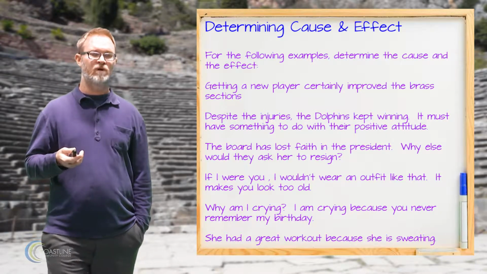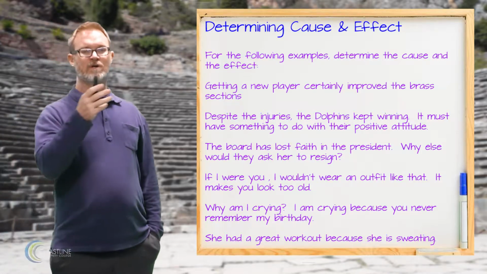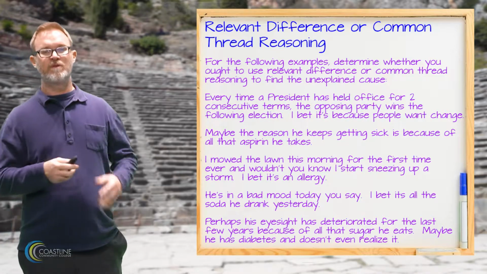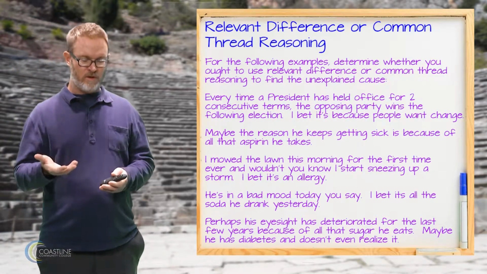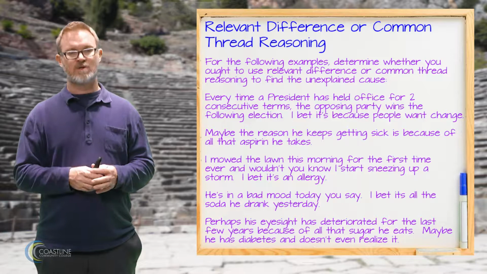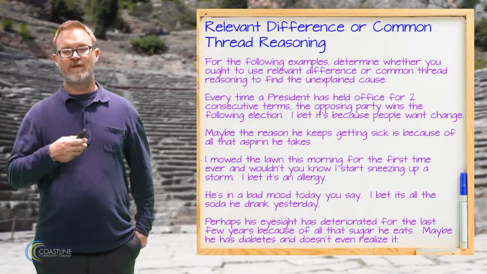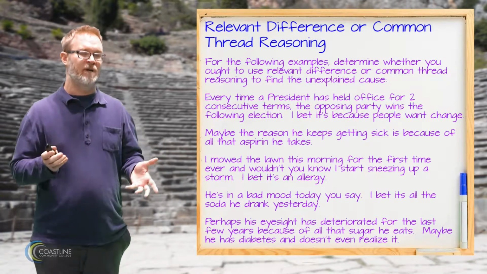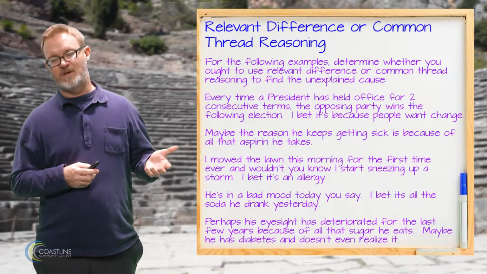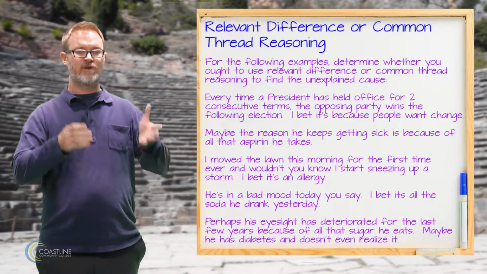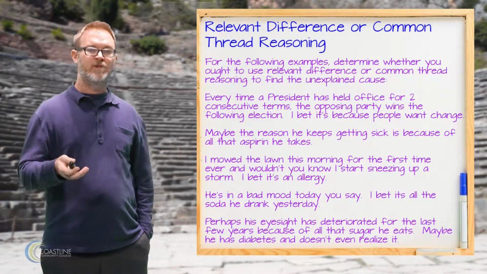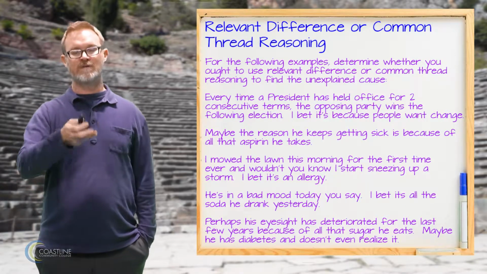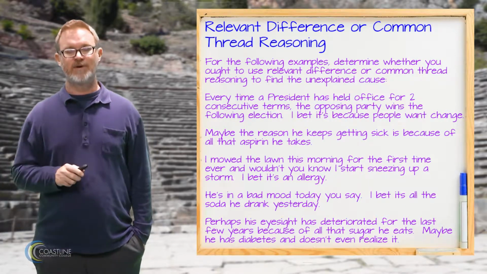be determining whether or not we should use common thread reasoning or relevant difference reasoning. And if you remember, what qualifies one or the other is just quite simply how many times the effect has occurred. If you have an effect that's occurring for the very first time, that would be relevant difference reasoning, right? And then if you have an effect that occurs over and over, we use common thread reasoning because we want to try to find the pattern involved, right? The cause that's common to all occurrences of the effect.